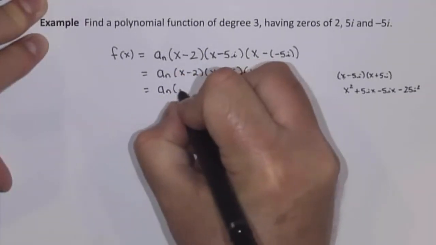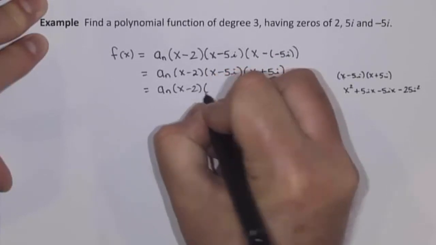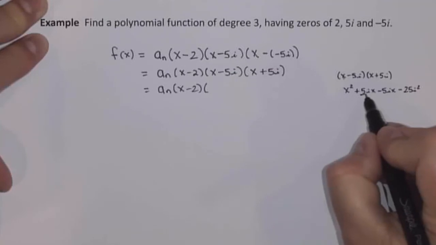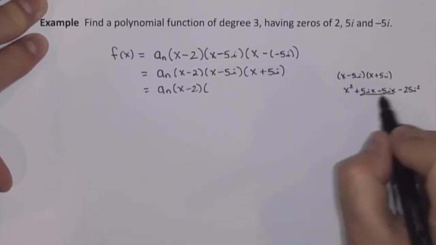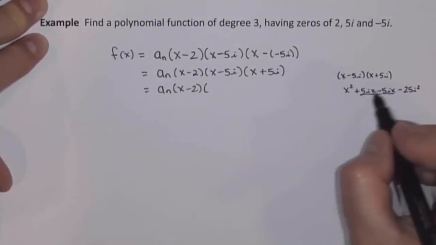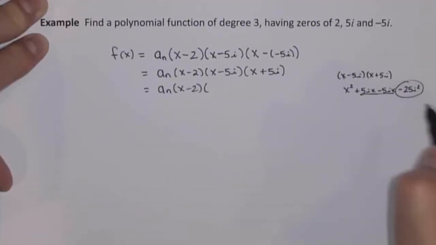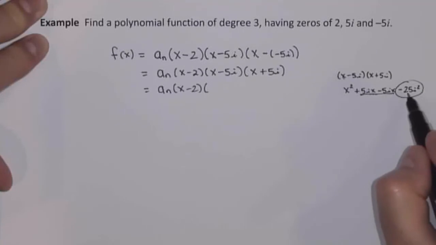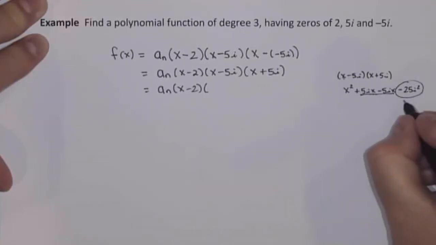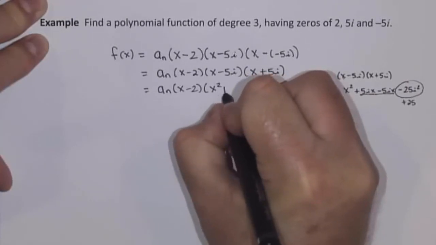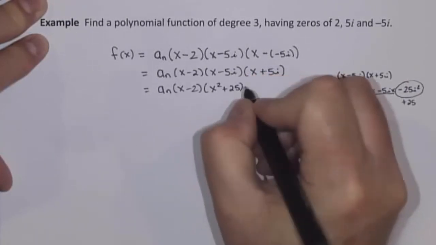So I'm going to have a sub n times x minus 2 times. Now this, if I clean this up, the plus 5ix and the minus 5ix is going to cancel. These are conjugates, so that always happens. The outers and inners will cancel. But here we have minus 25i squared. Now remember, i squared is really negative 1. So I have negative 25 times negative 1, which is really going to be a plus 25. So we have x squared plus 25.